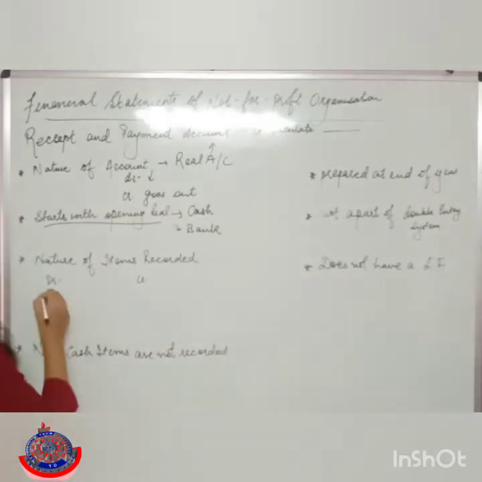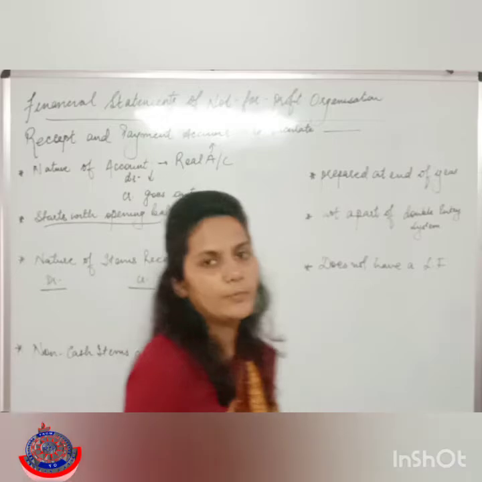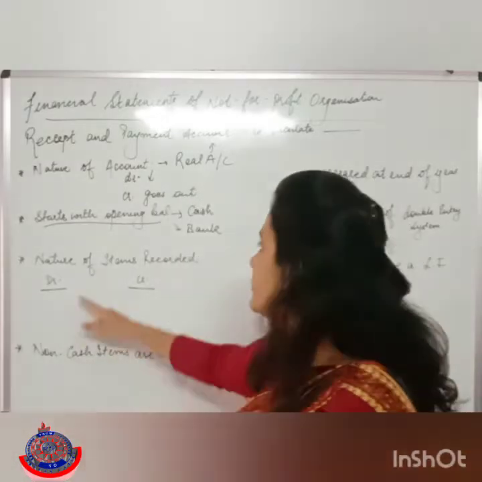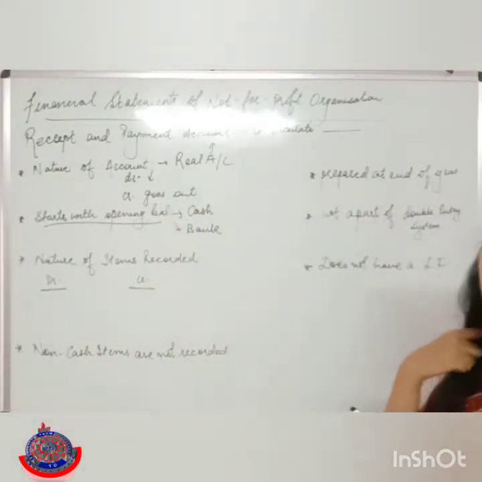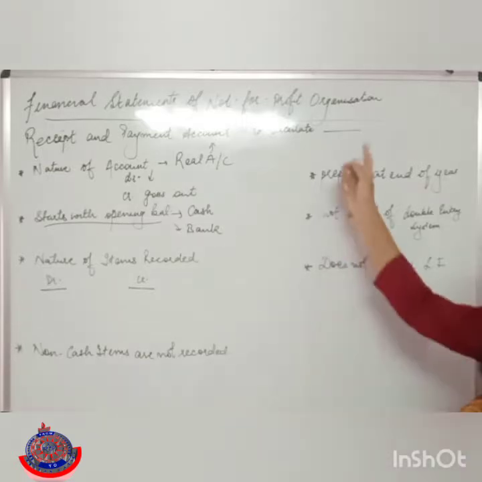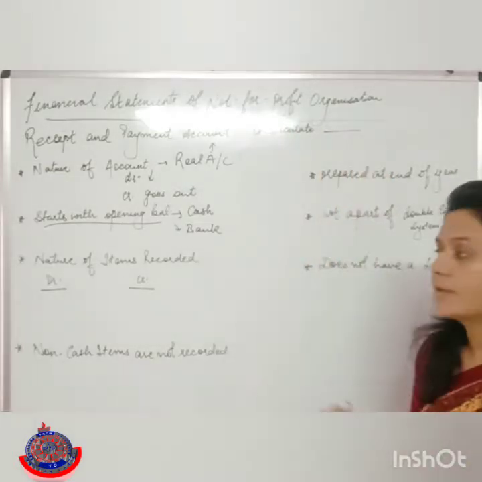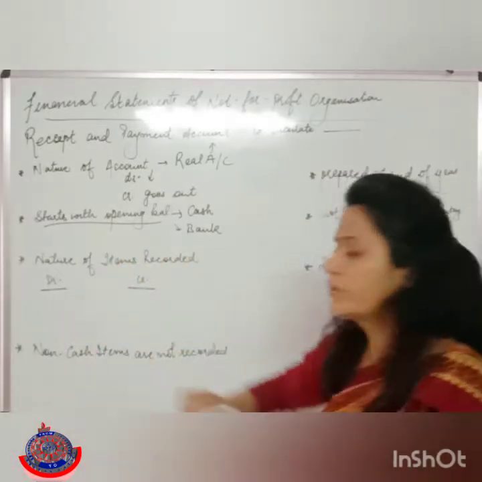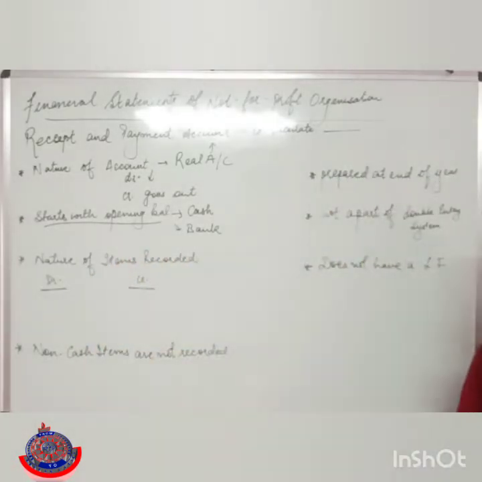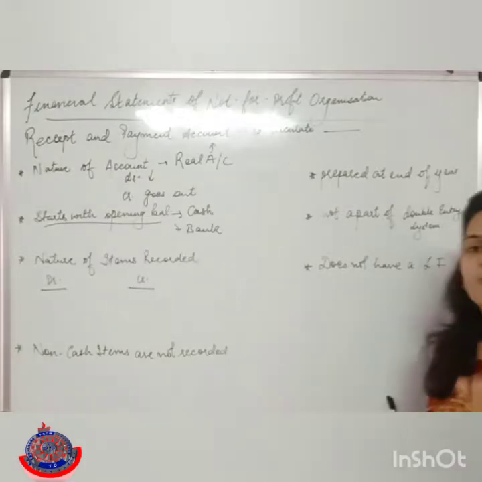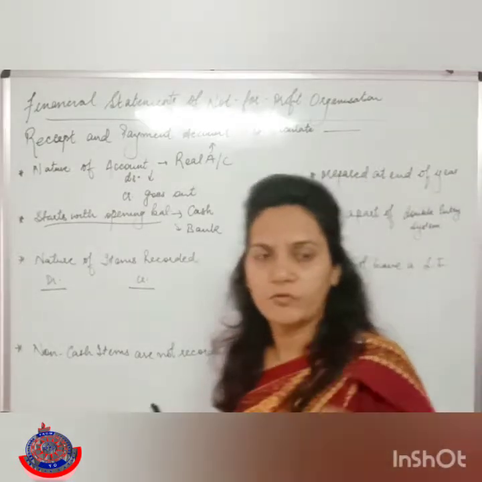Then the next is nature of items recorded on debit and credit side. As I told you that जब भी अब money business में आएगी, or you may say whenever the money comes in any NPO, so that incoming of the money will be recorded on the debit side and the outgoing will be recorded on the credit side, right? But आपको एक चीज हमेशा ध्यान रखनी है. Please make a note of this thing.